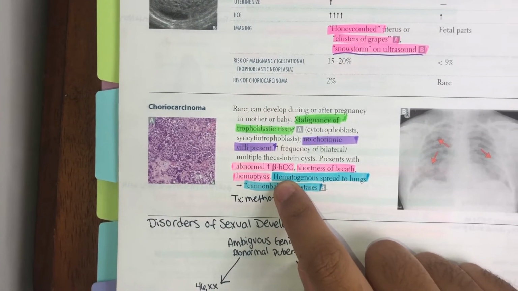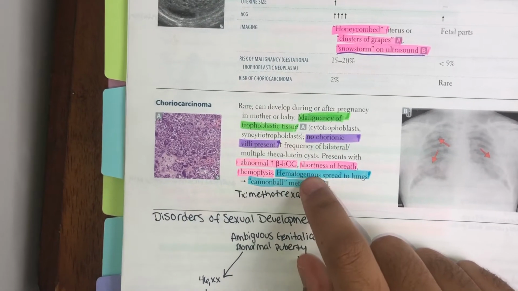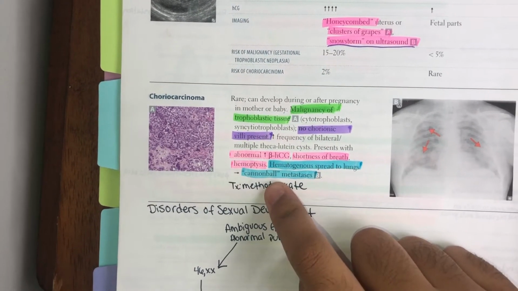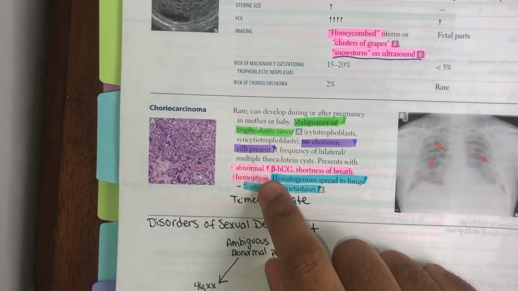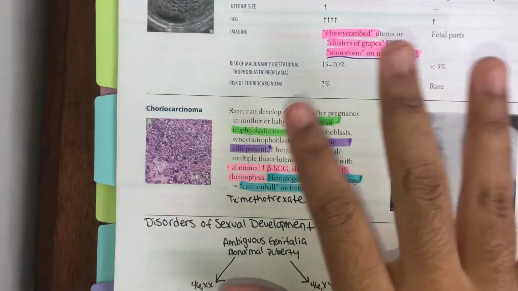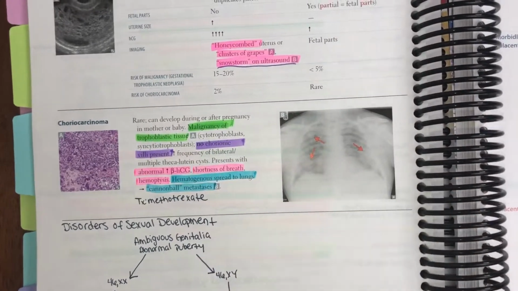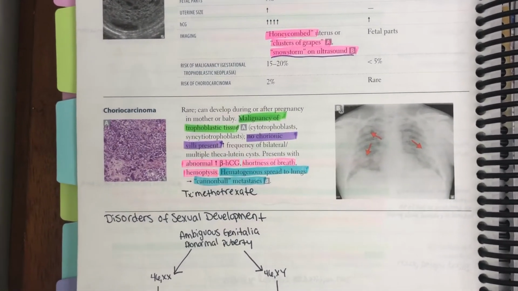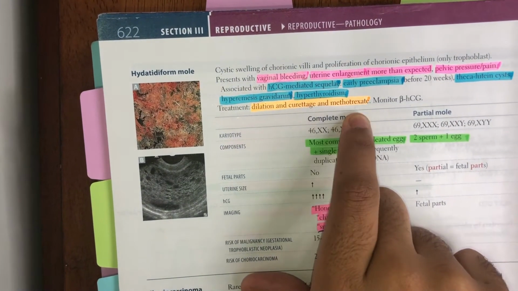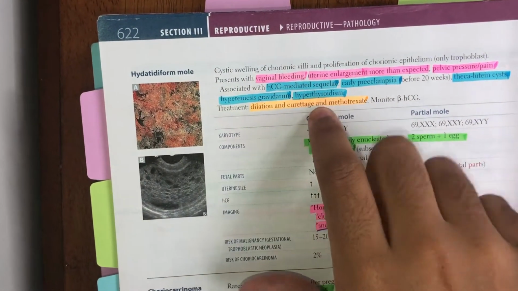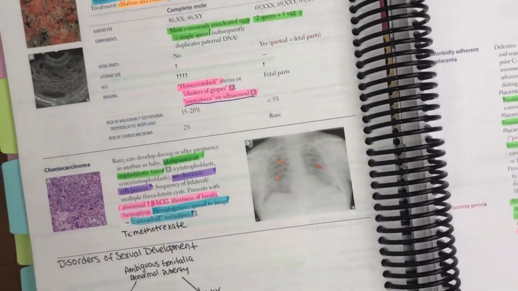And then a prognosis would be the fact that it spreads to the lungs in cannonball metastasis. And then here's some shortness of breath, hemoptysis. And everything else I don't really need to read, going back for Step studying. Or like a hydatidiform mole, how is it treated? Dilation and curettage, and methotrexate, and all that stuff. Now let me show you the FARM.